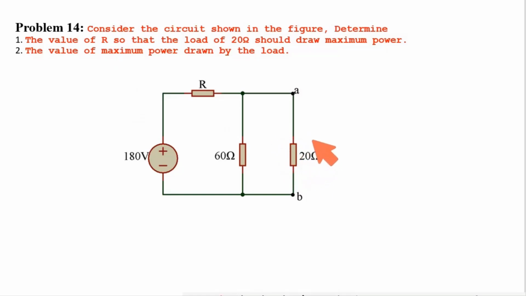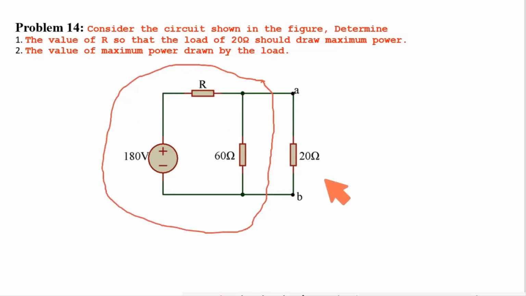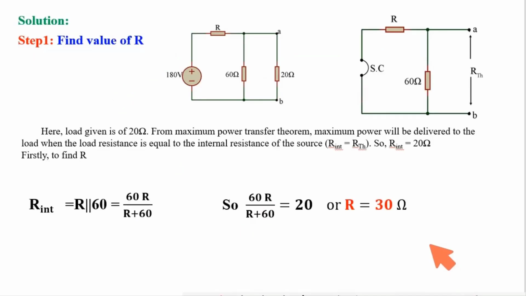According to the maximum power transfer theorem, maximum power will be transferred to the load when load resistance is equal to source resistance. Now what is source resistance? Source resistance is the equivalent resistance of this part of the circuit. So I need to calculate the Thevenin voltage of this part of the circuit as well as the Thevenin resistance, and the Thevenin resistance of this part will be equal to 20 ohm according to the maximum power transfer theorem. So first here I am calculating the value of this resistance. My target is to find RTH.